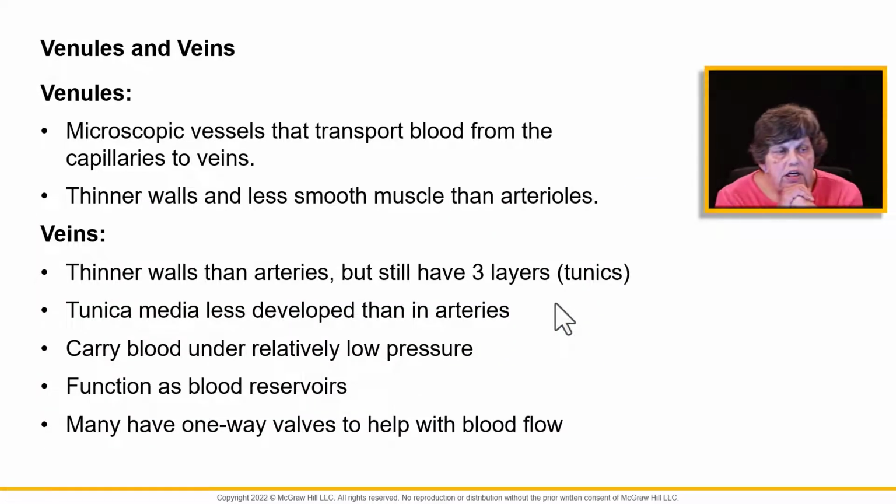The venules are the microscopic, tiny veins that transport the blood from the capillaries to the veins. They have thinner walls. They don't have as much smooth muscle. And then you move into the veins, and these have thinner walls than the arteries. Again, you don't have the blood pressure on the venous side that you have on the arterial side. They do have 3 layers, but not as much muscle as the arteries. And because they're carrying blood under low pressure, the venous system is your blood reservoir. Most of the blood in your body is stored in the venous system.